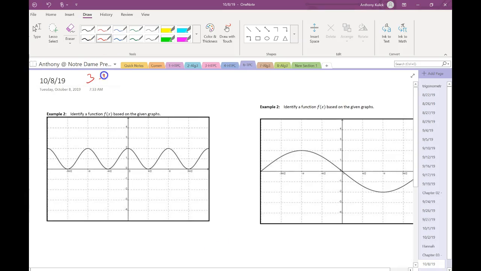We're still in section 3.1. But we're going to be talking about a different skill today. Rather than going from the equation of a sinusoid to its graph, we're going to go from the graph to the equation. Okay with that plan?